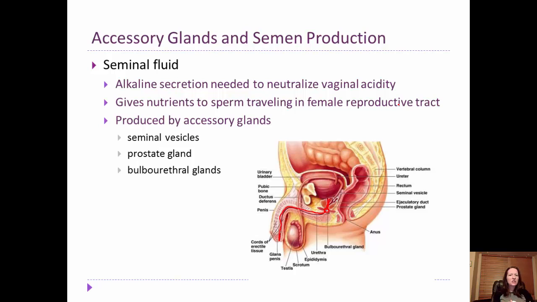So we'll talk about it with ejaculation. You can see, remember the urethra is going to be shared with the urinary system. So we're going to talk about in ejaculation and orgasm how we make sure that sperm goes through that hole during ejaculation and not urine, because that would not be good at all.